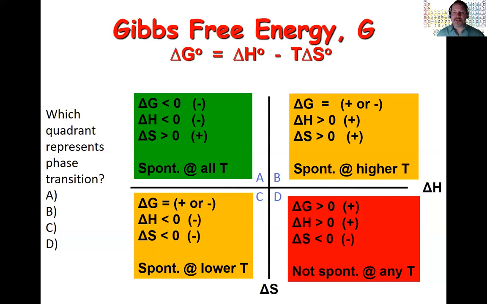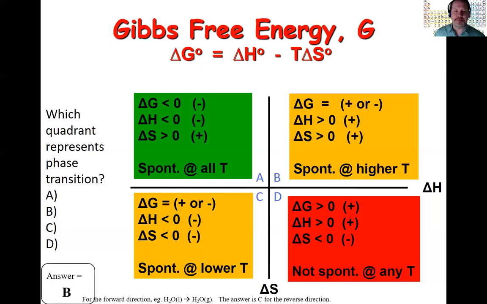I'll pause a moment so you can think about it. All right, hopefully you answered B. B is the correct one. Why? Because as you are putting energy into the system to make, say, a liquid boil or a solid melt into a liquid, that's endothermic. And if it's going from a solid to a liquid or a liquid to a gas, those are always spreading out, so that's a positive entropy. Now the reverse of that, a phase transition from a gas to liquid, or liquid to solid, would fall under quadrant C.